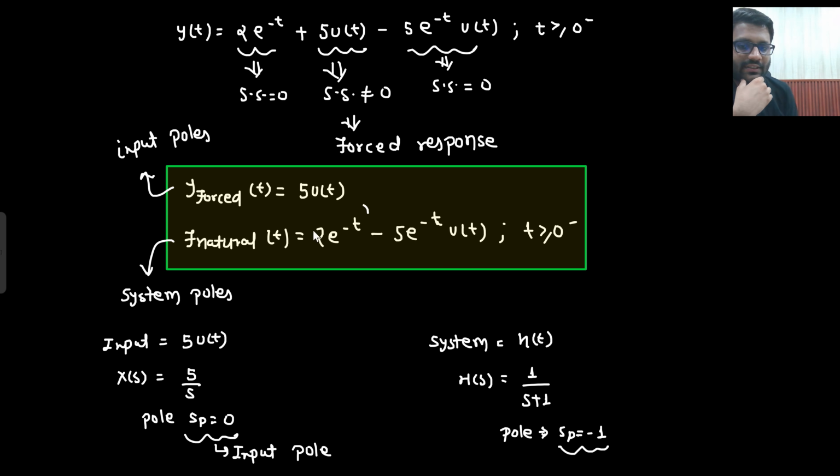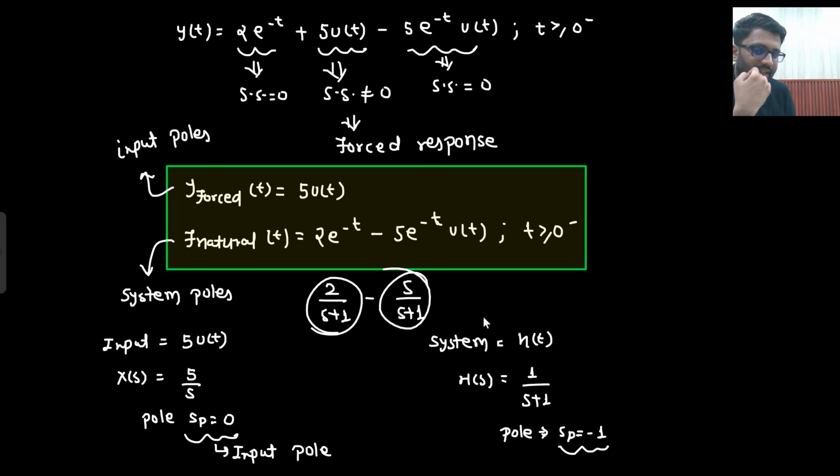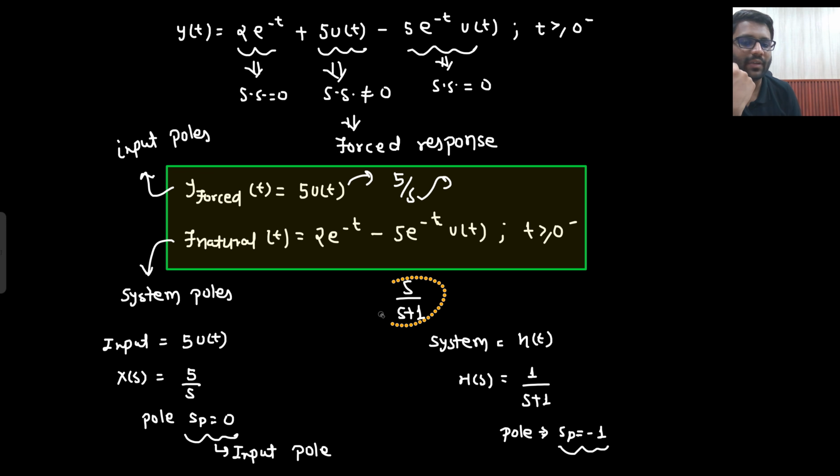So where would these terms have come from? If I take the Laplace transform, I am taking the unilateral Laplace transform, 2 upon s plus 1 minus 5 upon s plus 1. So they are coming from s plus 1, which means they are coming from the system pole. And from here, 5 by s, this is coming from the input pole. So forced response would be there because of the input poles, and natural response will be there because of the system pole.